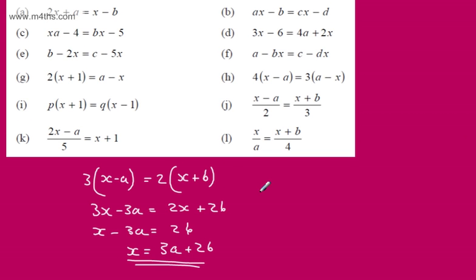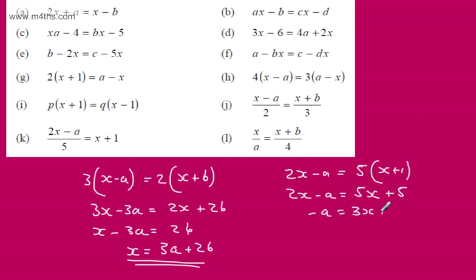Okay, let's do another one. Let's just do this one. I'm going to multiply both sides by 5. That leaves me now 2x minus a is equal to 5 lots of x plus 1. Expanding the bracket, 2x minus a is equal to 5x, and then we're going to have plus 5. I'm going to subtract 2x from both sides, so minus a will be equal to 3x plus 5.